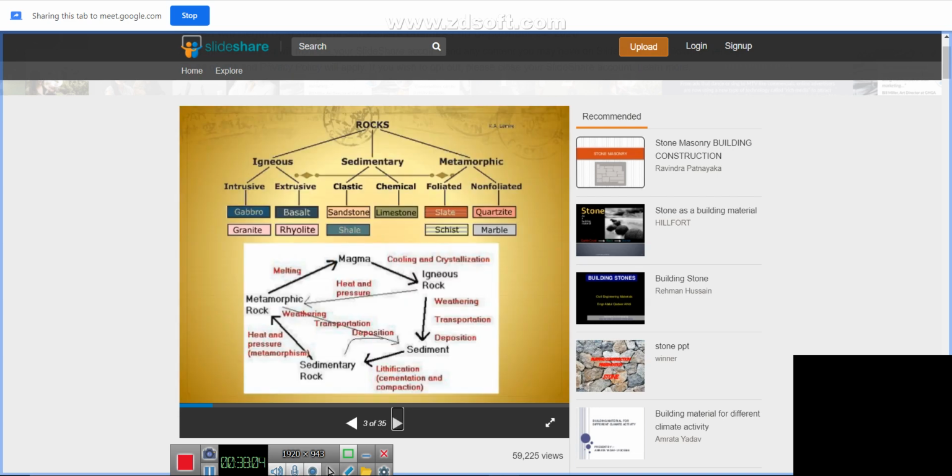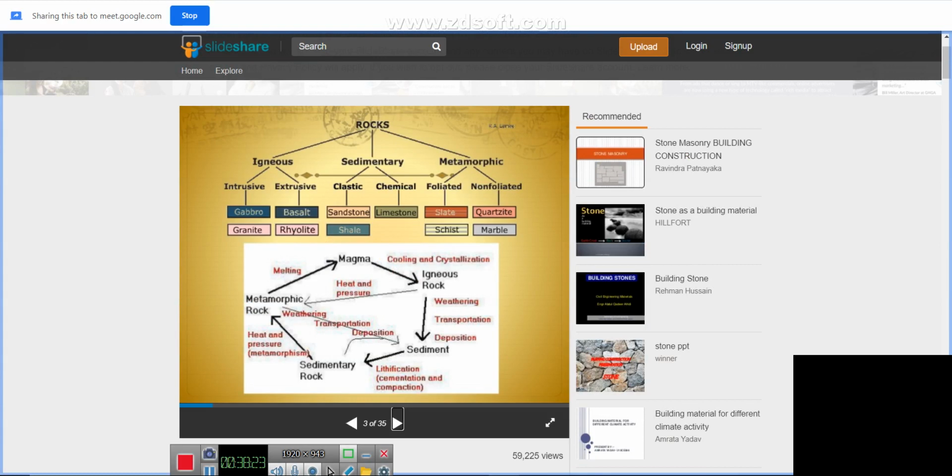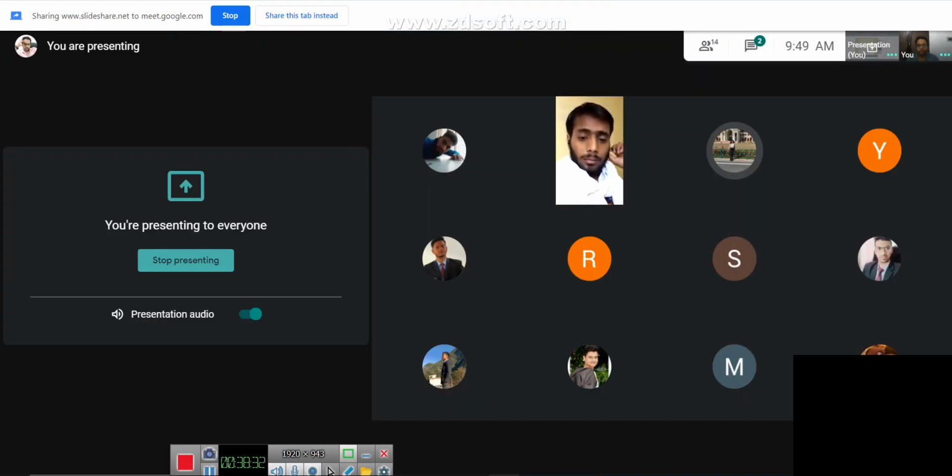Now, stones can be classified into different types based on different criteria. You have a large number of criteria for classifying the stones. The first criterion for classifying a stone is based on its origin, how the stone is originated. Depending on how the stone is originated, you will be classifying the stone.